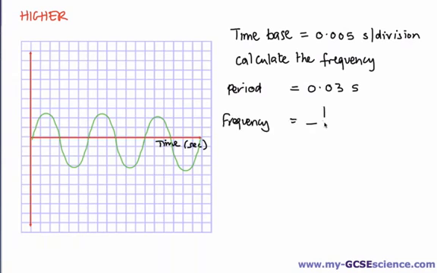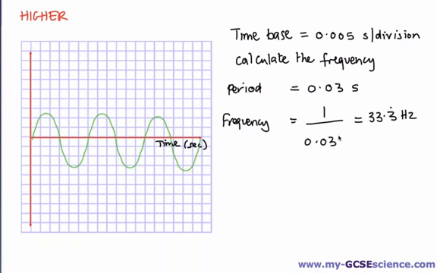And the frequency therefore is 1 over 0.03, and I believe that is 33.3 hertz. That's a 3 recurring. 33.3 hertz. So that's how you work out the frequency.